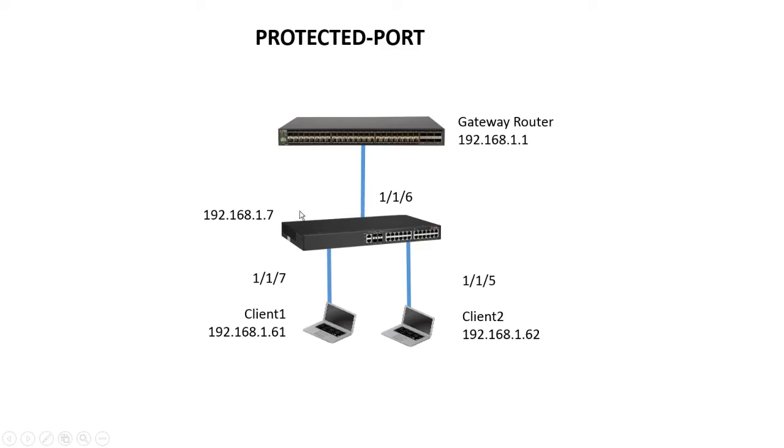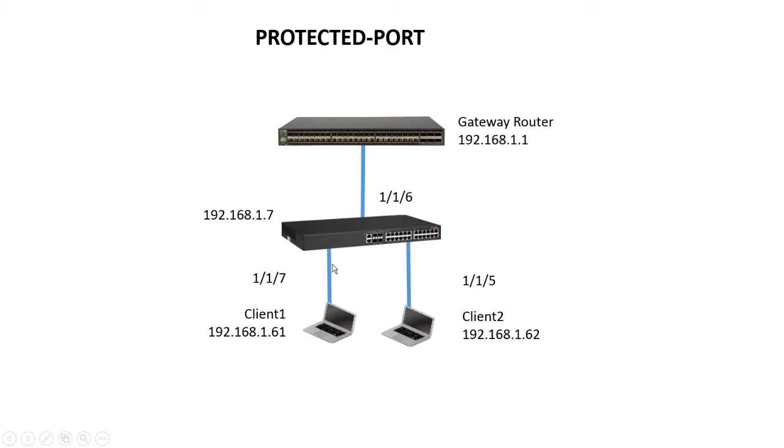So in today's demo, I have my wiring closet device. It happens to be a 7150, but it could be any of the ICXs running 8.06.1. And then I have a couple of client machines. All of these are on VLAN 1, with a default gateway of 192.168.1.1. What I'm going to do is go to client 1 and show you that I can ping .61, I can ping .62, I can ping .7, I can ping .1.